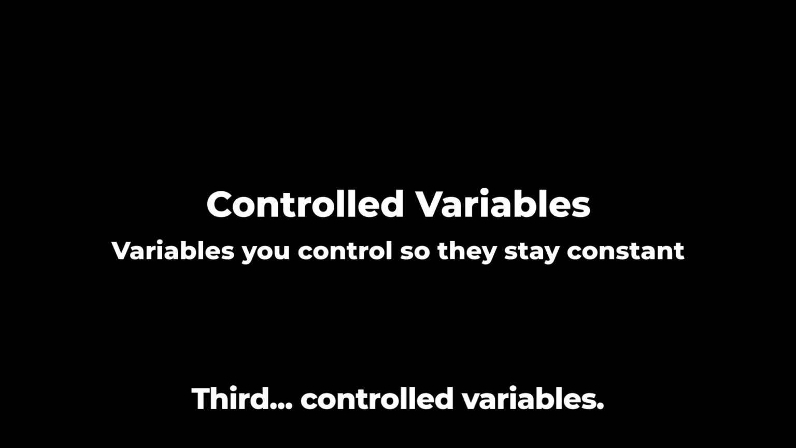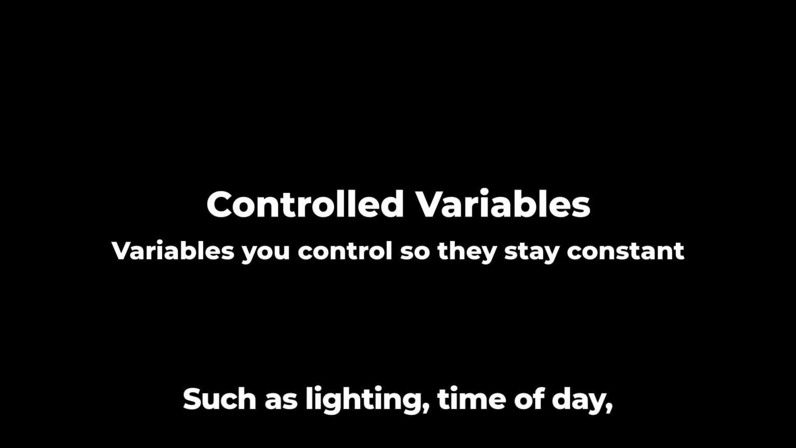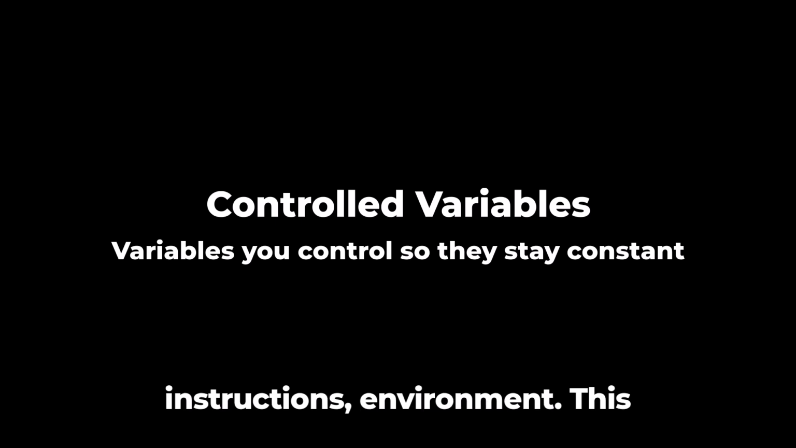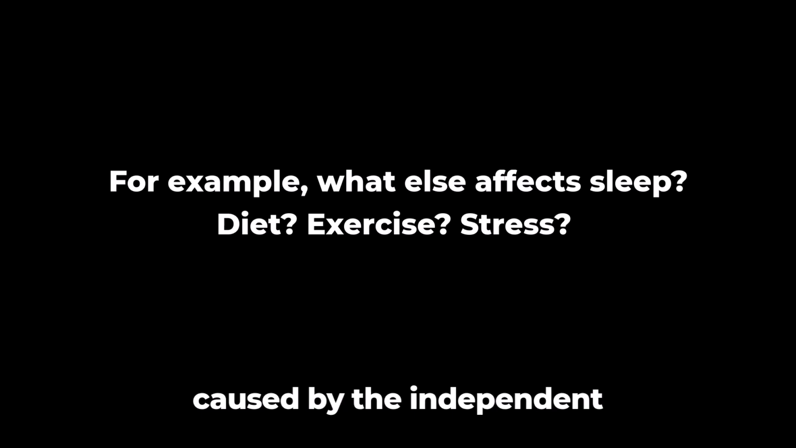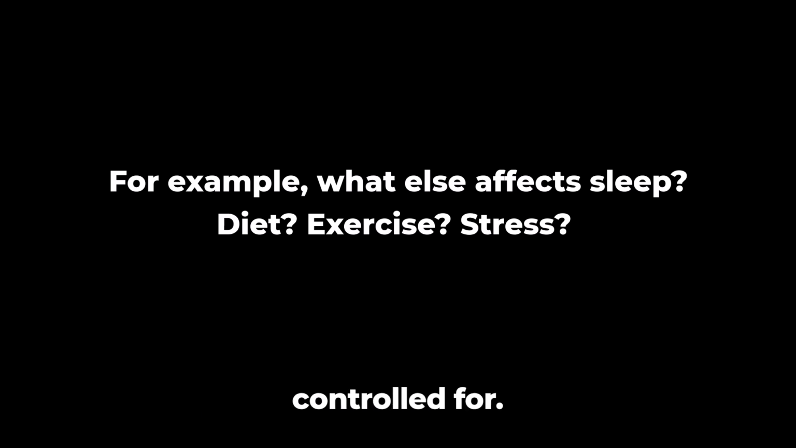Third, controlled variables. Everything else should stay constant, such as lighting, time of day, instructions, environment. This ensures that any change is caused by the independent variable and not something random that you haven't controlled for.